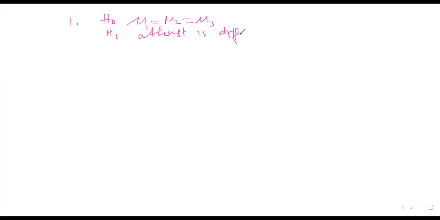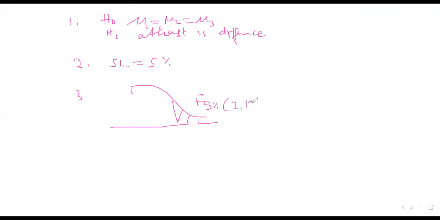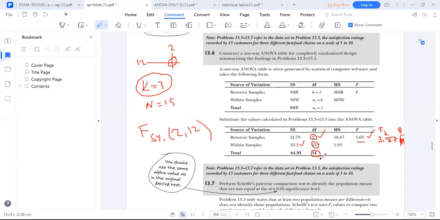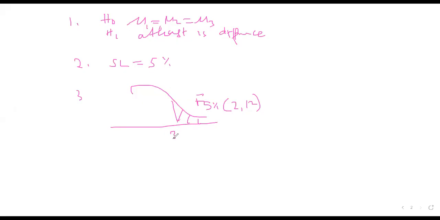Step 2, you set the level of significance. What is our level of significance? 5%. Step 3, we illustrate the F at 5%, 2.12. So what we got from the table, we put it here: 3.87. If the answer we get is in the shaded region, we reject. If it's in the accept region, we accept.